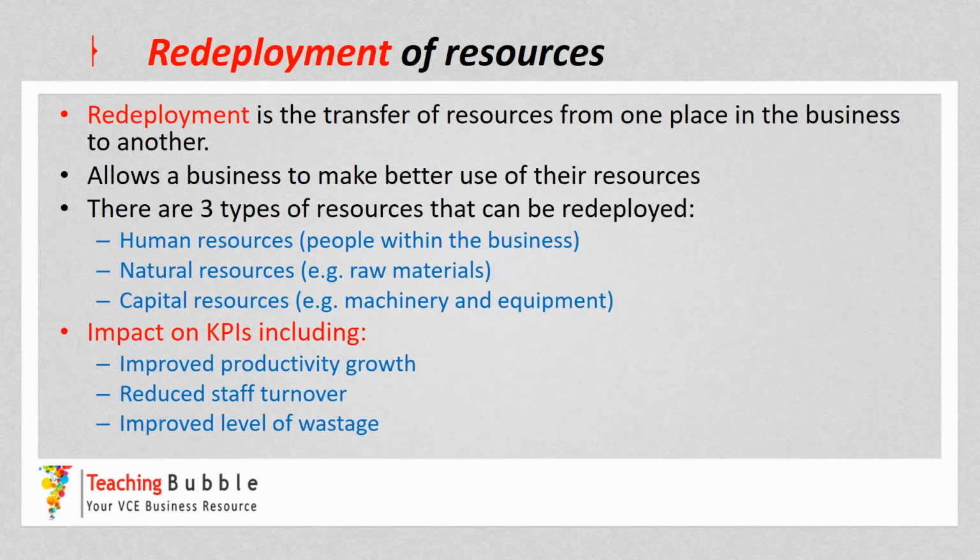So the impact that they can have on, or be in response to, could be poor productivity. So this redeployment of resources can really improve productivity growth. It can reduce staff turnover. I say that because if there are employees in a poor area of the business and they're not happy because they're not doing much, they may then move to a more vibrant area, and really the business is getting the best out of the employees, which can help motivate the employees. And also it can improve the level of wastage by moving around, redeploying, I should say, the raw materials and the machinery and equipment. It can reduce the level of wastage.